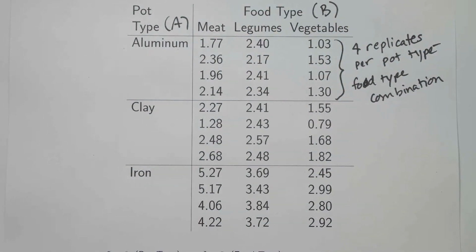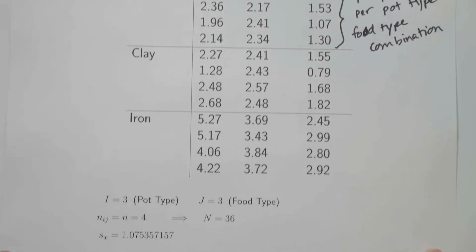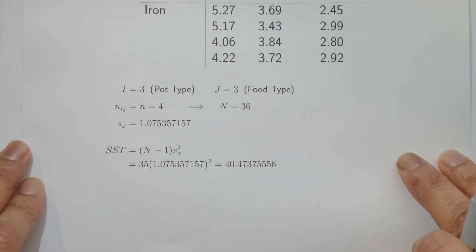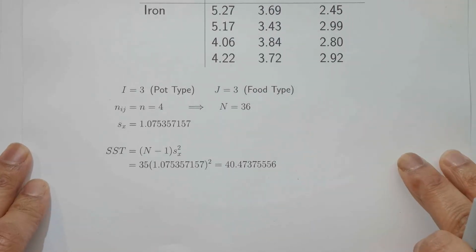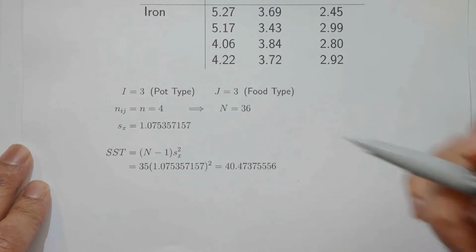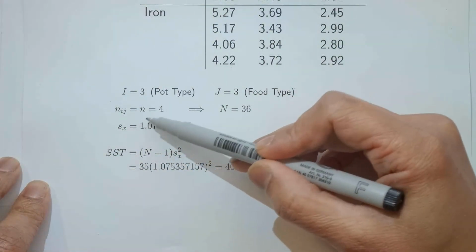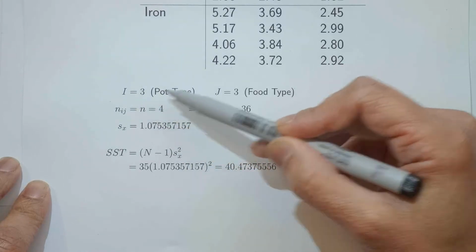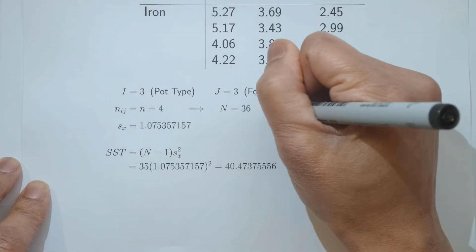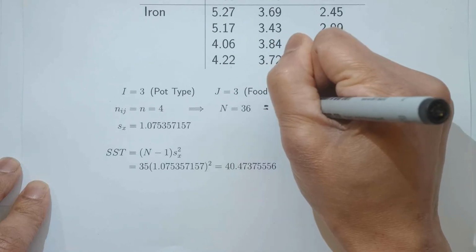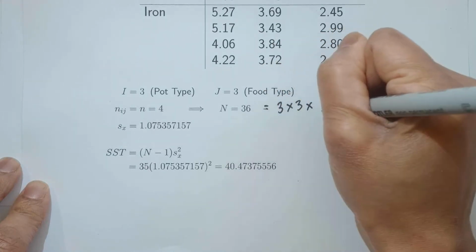So when we try to correspond this back to our notation, we have 3 different pot types, so capital I equals 3. Different food types, so capital J equals 3. And then the sample size in each cell, Nij, is a constant, which is 4. So we have capital N equals 36, which we get by 3 times 3 times 4.